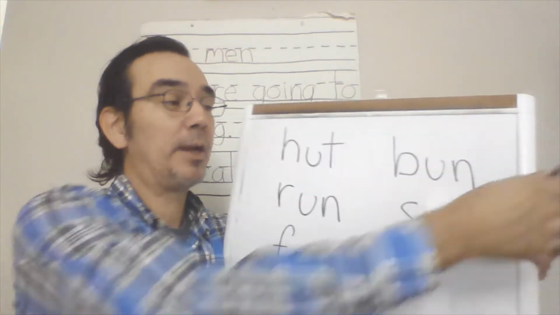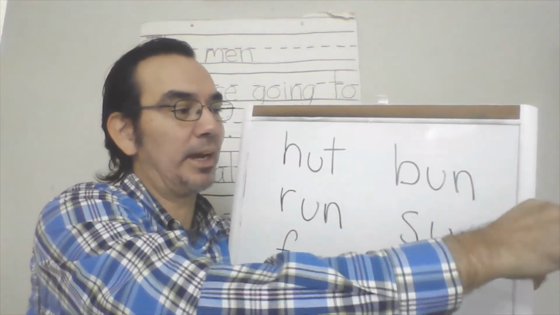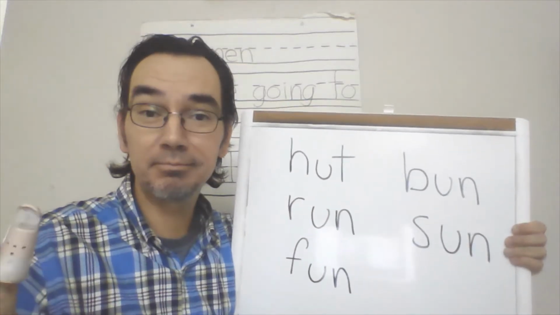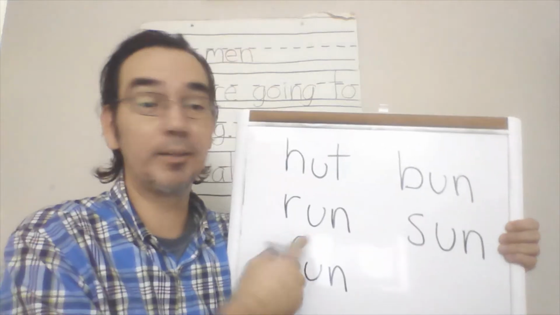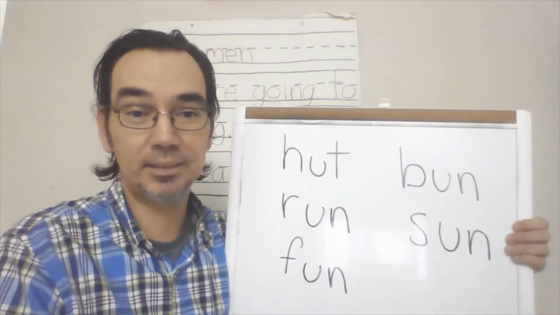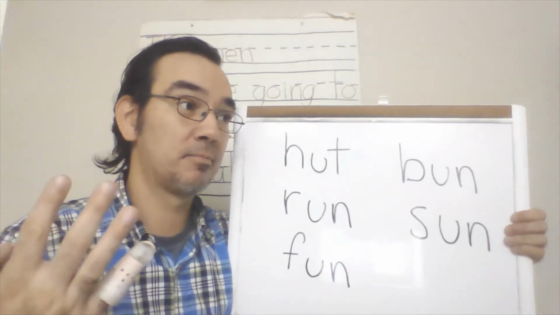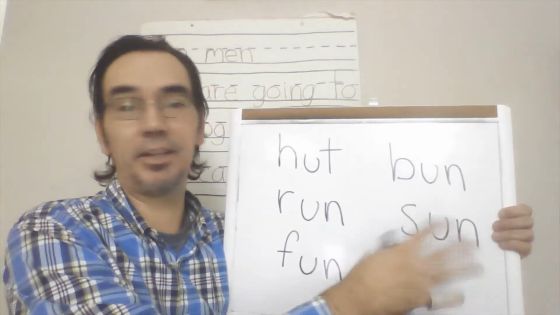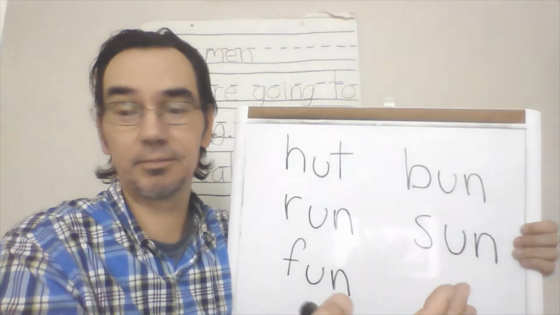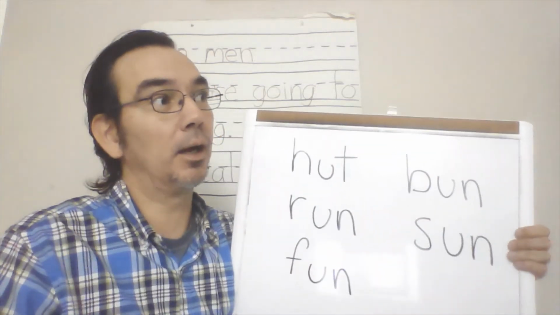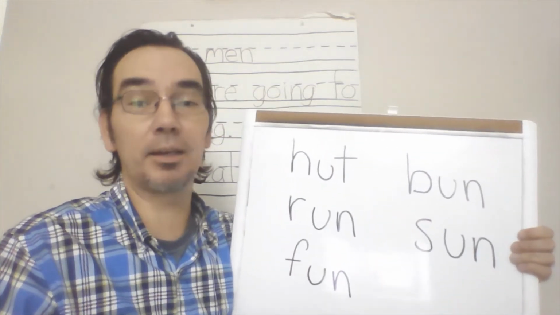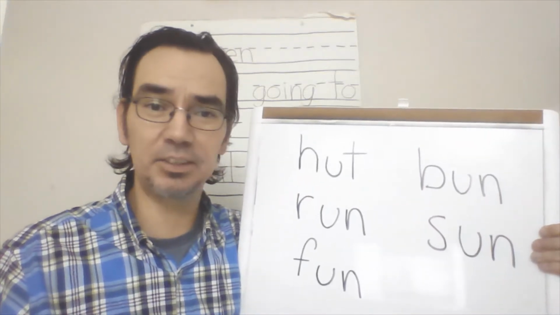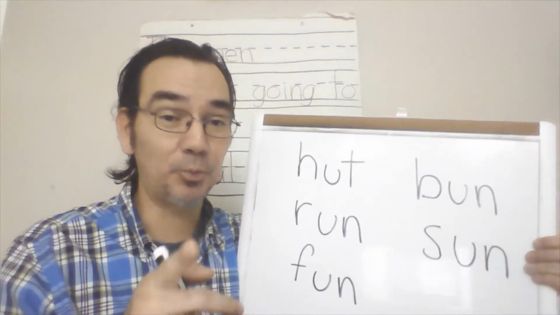Now, brainstorming. Brainstorming. We have hut. I live in a hut. Could be one. Run. I can run fast. Fun. I had fun. Sun. The sun is bright. Bun. I had a bun with my hot dog. Look at that. I just came up with a bunch of sentences just like that. And if I can say it, I can write it.